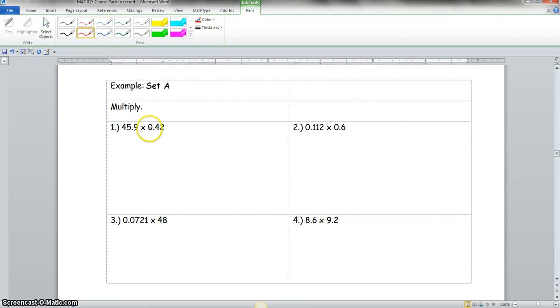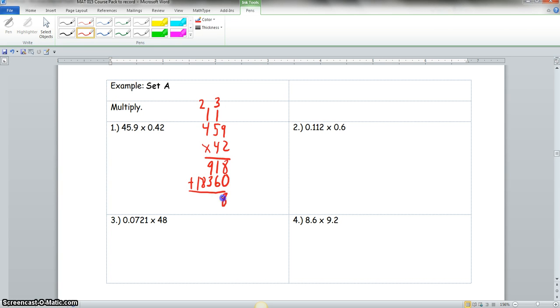We're going to take this 45.9 times 0.42 and make it 459. We're going to drop the decimal times 42. 2 times 9 is 18, carry a 1. 2 times 5 is 10, plus 1 is 11. 2 times 4 is 8, plus 1 is 9. Put our 0 here. 4 times 9 is 36, carry our 3. 4 times 5 is 20, plus 3 is 23. Carry our 2. 4 times 4 is 16, plus 2 is 18.